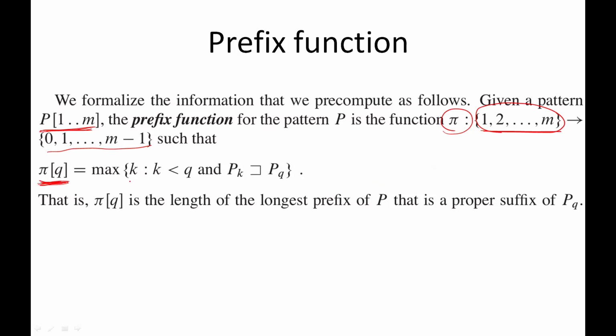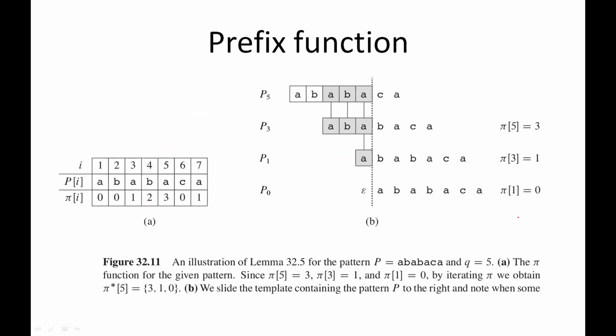Pi of q is the max of a value k, where k is less than q, and P of k is a suffix of P of q. So pi of q is the length of the longest prefix of P that is also a proper suffix of P of q. We will understand the meaning of this with the help of an example. We'll take one of the examples like this and see how it works. This is an example given in the CLRS text, our prescribed textbook. I'll show you another example.